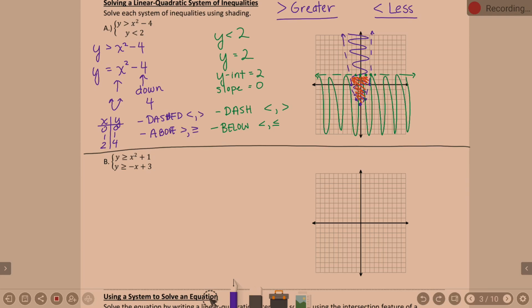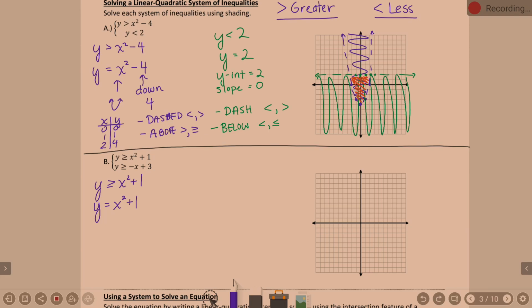Well, part B. We're going to start off with the x squared plus 1. What sign is this? It's greater than or equal to, technically. Now, when we go to graph it, I personally am just going to say, how do I graph y equals x squared plus 1? You go up 1 on the y-axis.